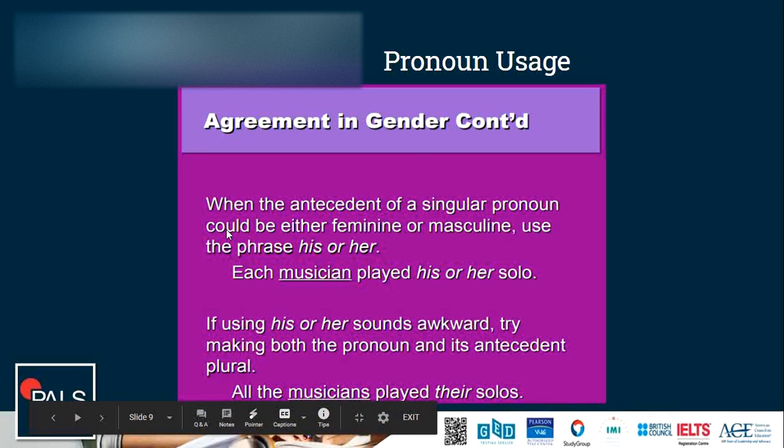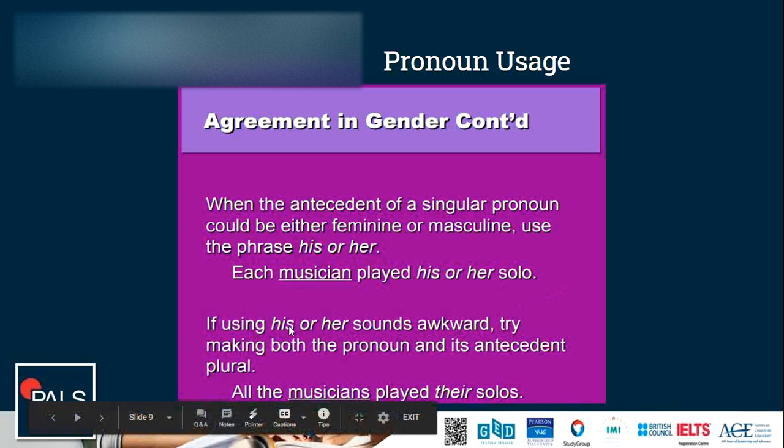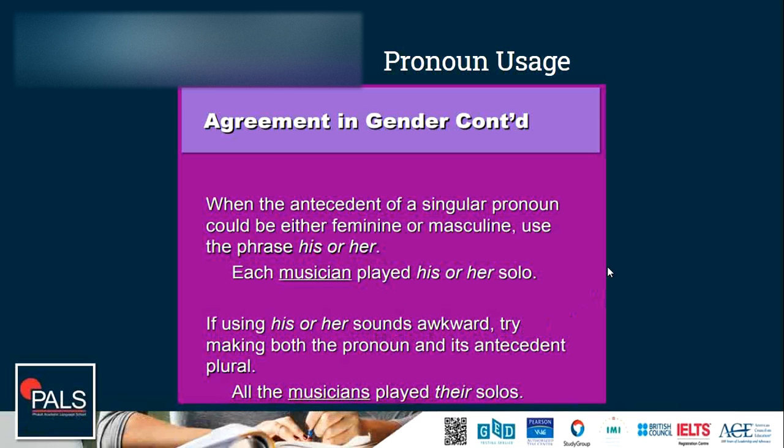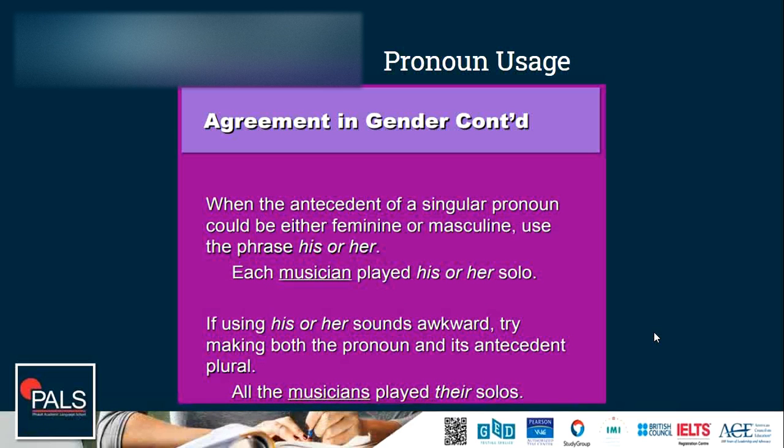Also, we need to remember, with regard to gender, when the antecedent of a singular pronoun could be either feminine or masculine, use the phrase his or her. Each musician played his or her solo. If using his or her sounds awkward, try making both the pronoun and its antecedent plural. Then all the musicians played their solos. It sounds better, right? Anyway, you're talking about a lot of musicians. So better yet, make them in plural form.